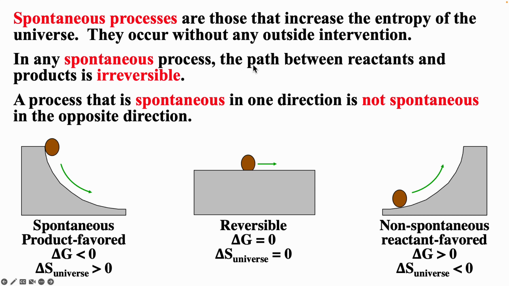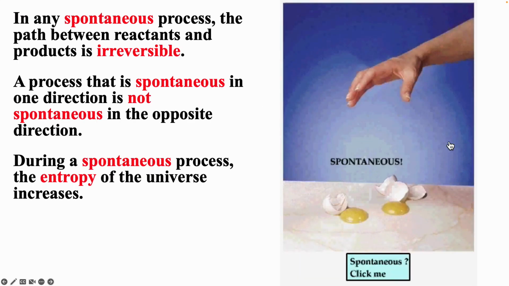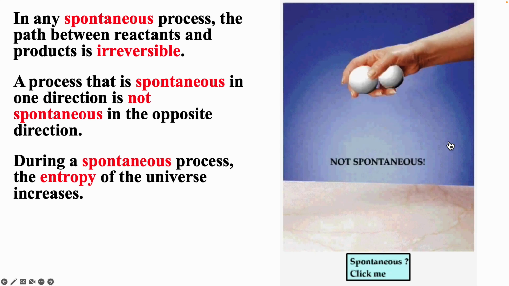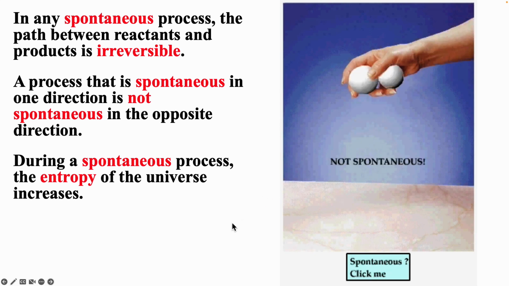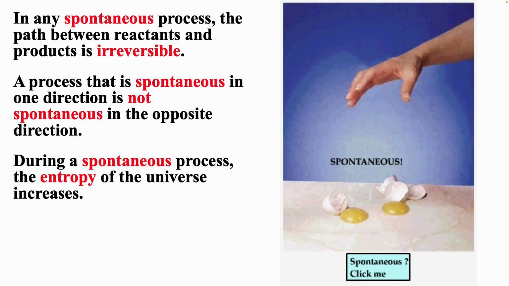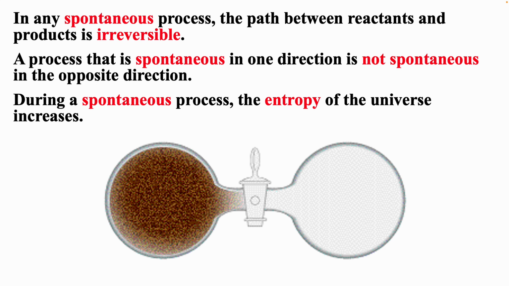In any spontaneous process, the path between reactants and products is irreversible. A process that is spontaneous in one direction is not spontaneous in another. And so again, boulders roll down a hill. They do not spontaneously roll up a hill. You know, the eggs dropping and breaking, that is a spontaneous process. The eggs reassembling and going back in the hand, that is a non-spontaneous process. We can think about here we have a gas in one side of this container. Now, if we open this valve, then the gas will be distributed.